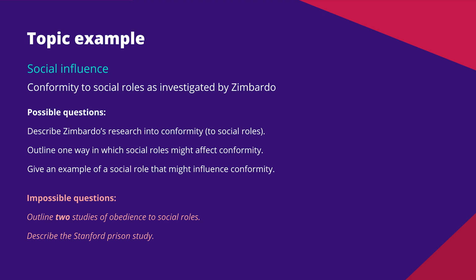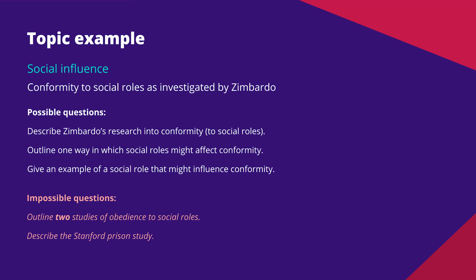Focusing on our Zimbardo example, let us look at how the wording of the specification content largely determines the wording of a question. Here are some possible questions. The first three examples here are a clear reflection of the wording of the bullet point on the specification.